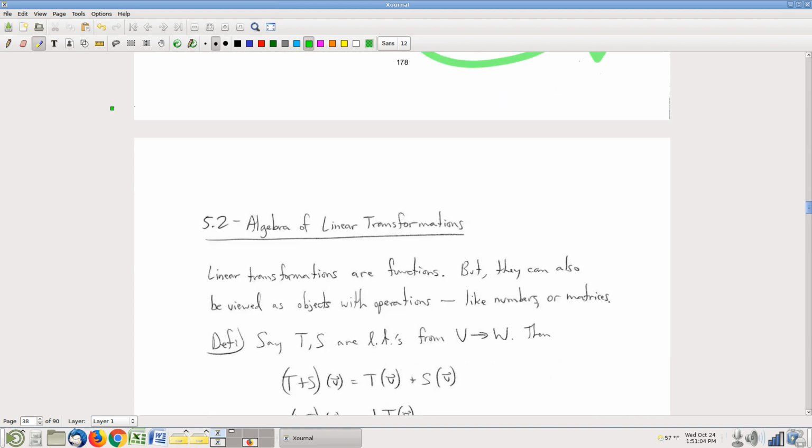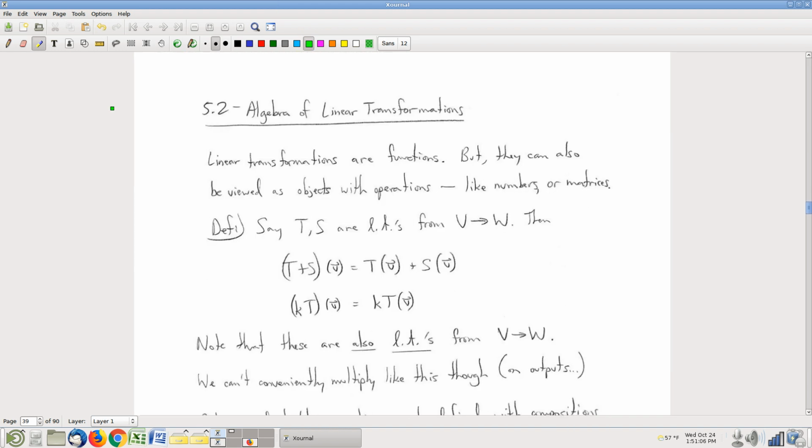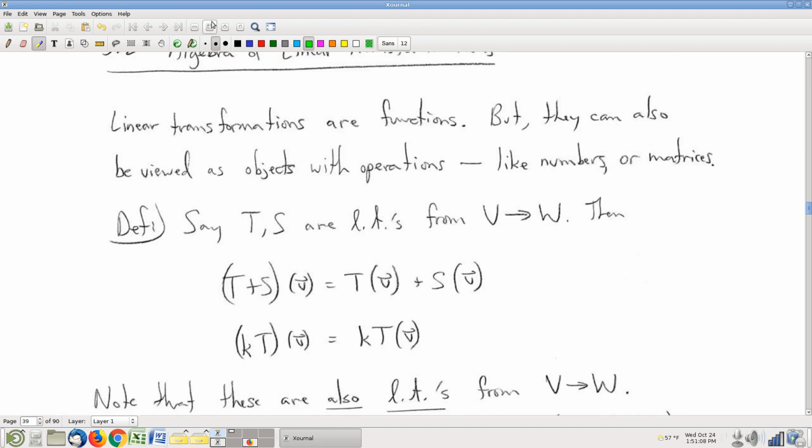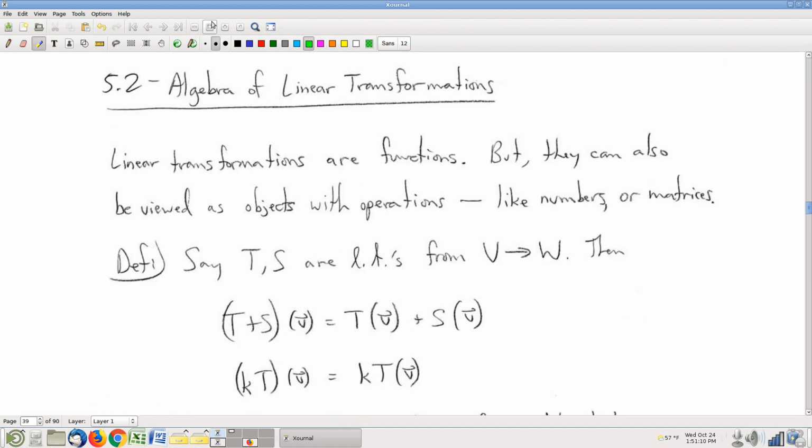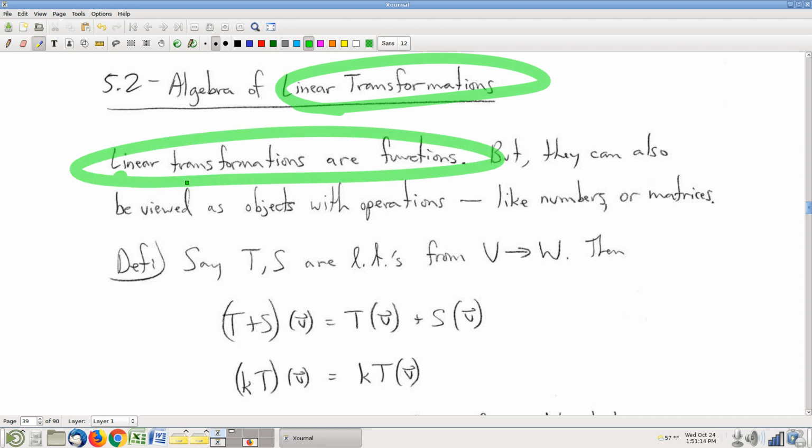Okay, on to a new section. This is section 5.2 now. So we talked about linear transformations, and we know linear transformations are functions. Right? They're functions that satisfy certain properties, like the linearity condition.